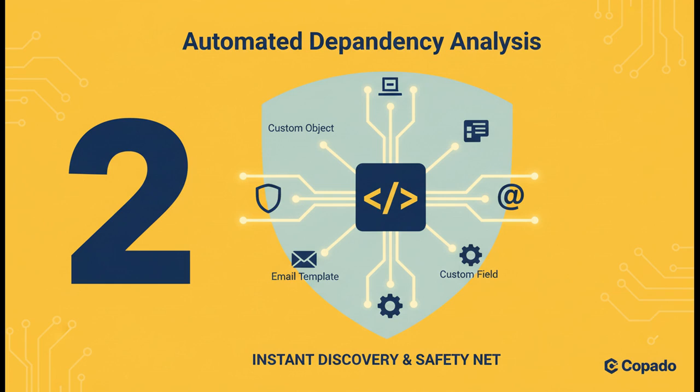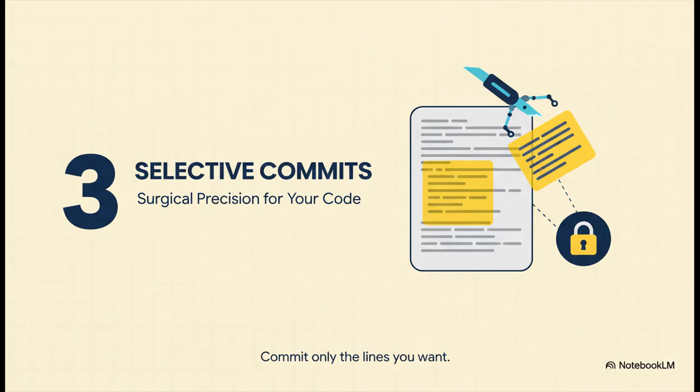Just imagine, you add an Apex class, and boom, the system instantly tells you every single custom field, every component it depends on. This is more than just a convenience, it's a safety net for your entire process. And third, selective commits. This is that cherry-picking power that developers have wanted forever. You need to push just a few lines of an Apex class for a quick hotfix and leave the rest of the file alone? Yeah, you can do that now. It gives you this incredible surgical precision over every single commit.